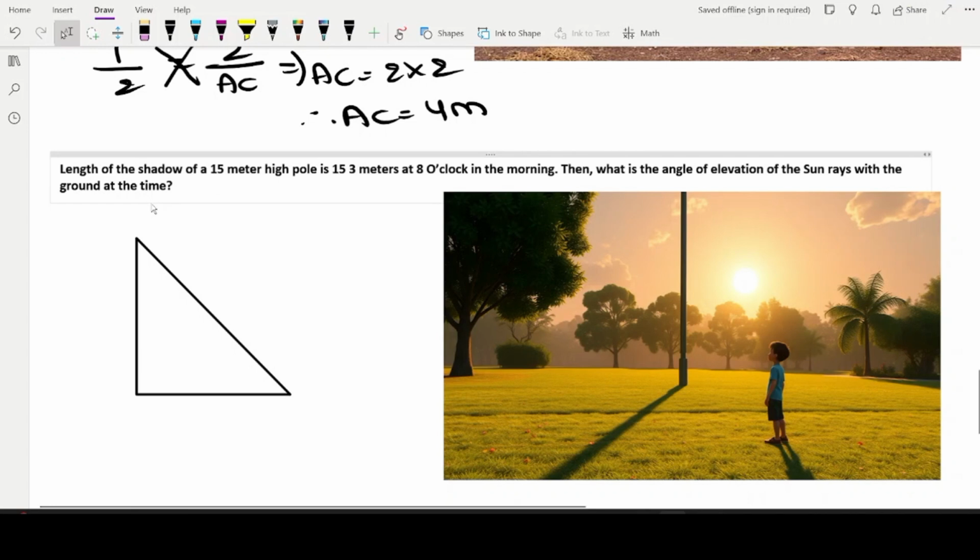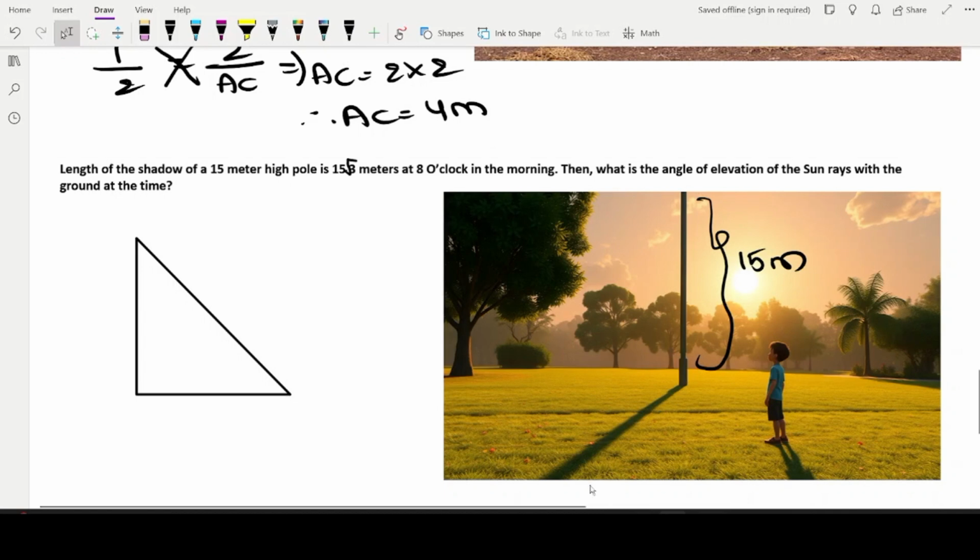Let us discuss the fourth problem. The length of the shadow of a 15-meter high pole is 15 root 3 meters at 8 o'clock in the morning. Then what is the angle of elevation of the sun rays with the ground at that time? So he is asking us to find the angle of elevation. So he has given the height of the pole, which is 15 meters, and he has also given us the length of the shadow. So the length of the shadow is 15 root 3 meters.